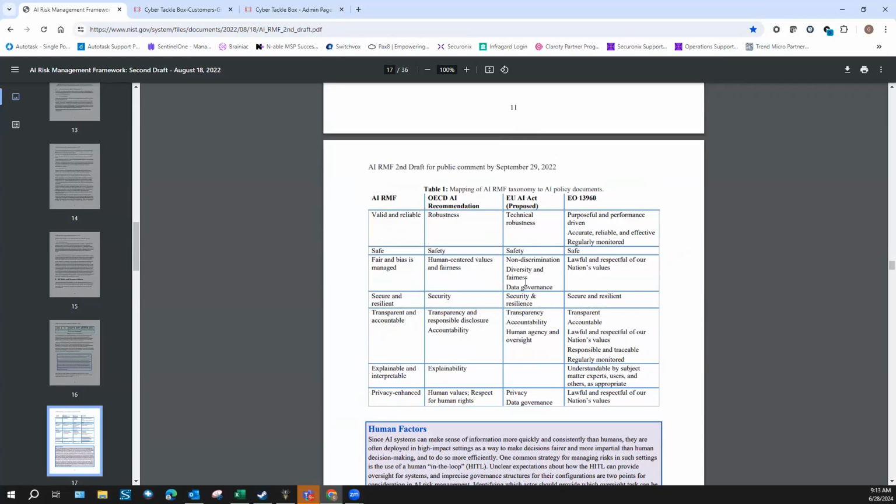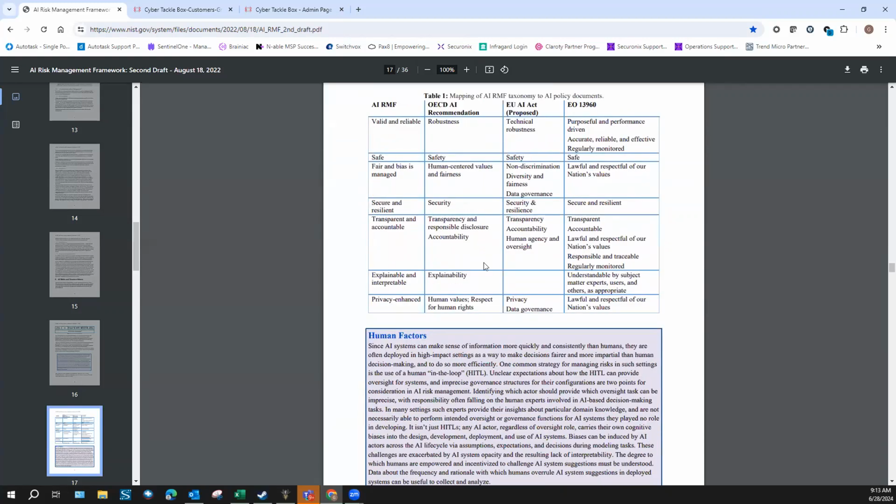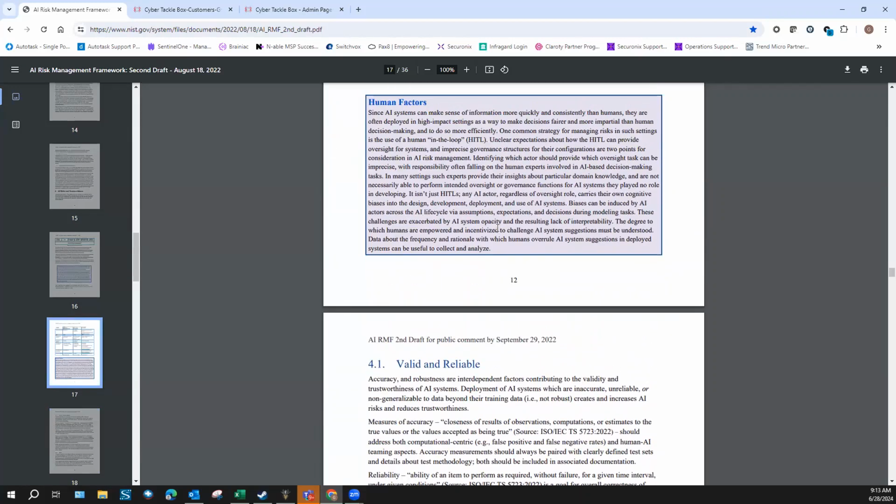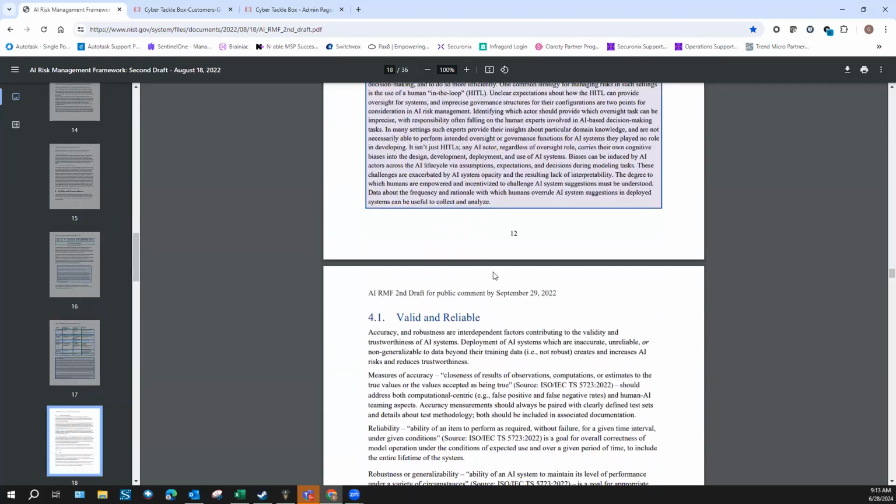And then they have examples of that, how you can be secure, and what security and transparency resilience means, and so on and so forth. And then human factors that come into effect, and how you can integrate humans into the AI lifecycle.